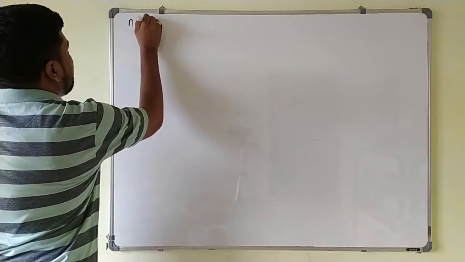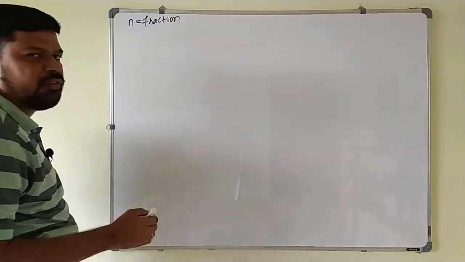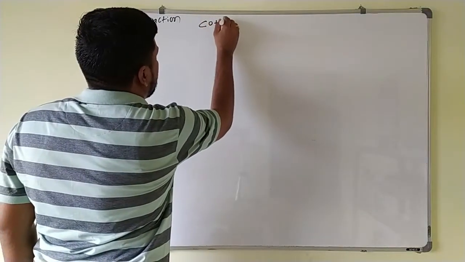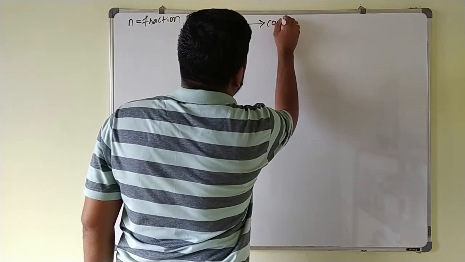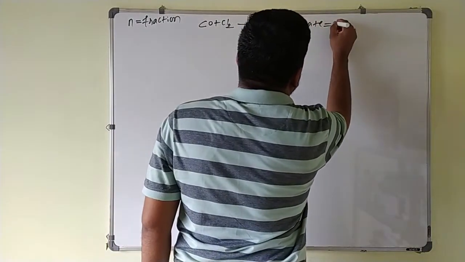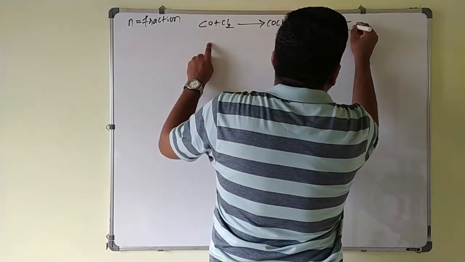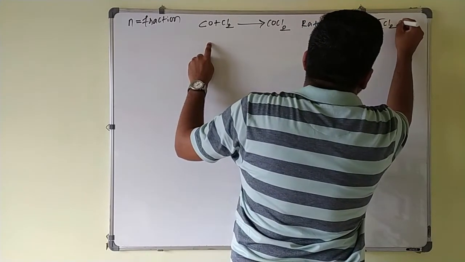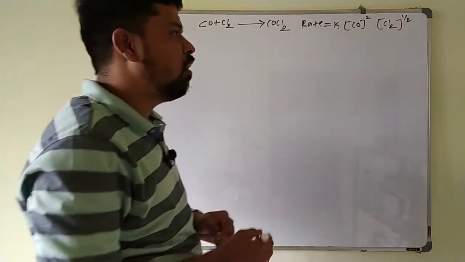If n value is equal to a fraction, then it is what? Fractional order reaction. An example for this one is CO plus Cl2 giving COCl2. For this one, the experimentally determined rate equation is concentration of CO power 2 and the concentration of Cl2 power 1 by 2. This is what? Fractional order reaction.